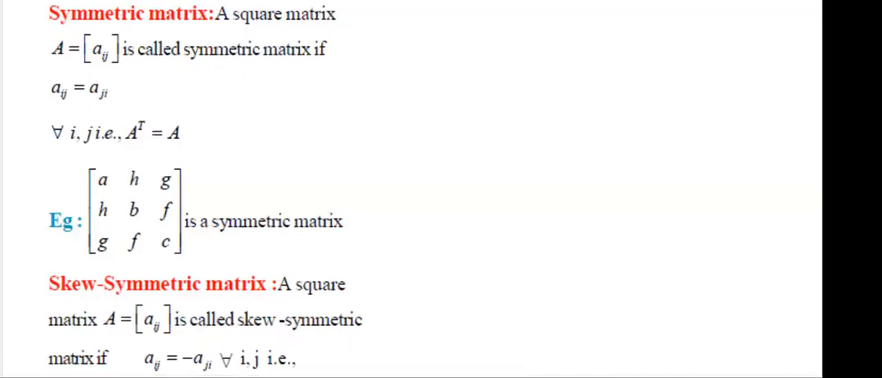Symmetric matrix. A square matrix A is called a symmetric matrix if A transpose is equal to A. Here observe that the principal diagonal elements are different, and the elements above and below the principal diagonal are equal. See, h, g, f. Here also h, g, f. The elements above the principal diagonal and below the principal diagonal are equal.